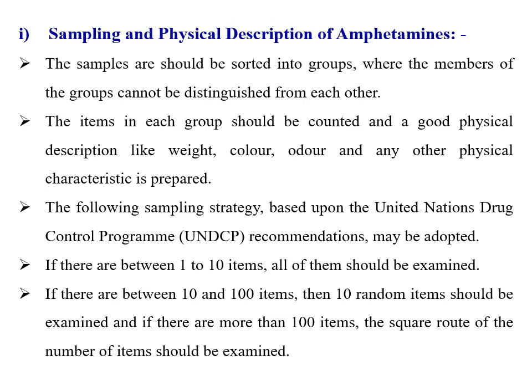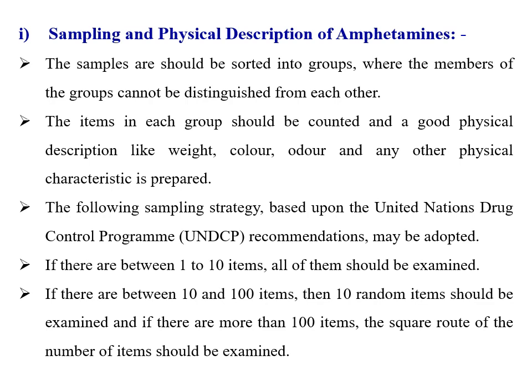The number of samples obtained for analysis can be large, and in the first step of amphetamine analysis, all the samples obtained are sorted into a number of groups where the members of a group cannot be distinguished from each other. The items in each group should be counted and a good physical description, like weight, color, odor and any other physical characteristic, is prepared.